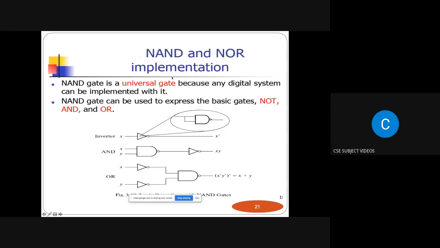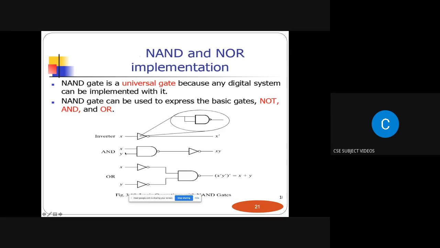Next is NAND implementation and NOR implementation. We say that NAND and NOR gates are the universal gates. So why are we saying they are universal gates? Whatever logic circuit is represented with the basic gates AND, OR, NOT can be expressed with the help of NAND gate and NOR gate. So NAND and NOR gates are said to be the universal gates.